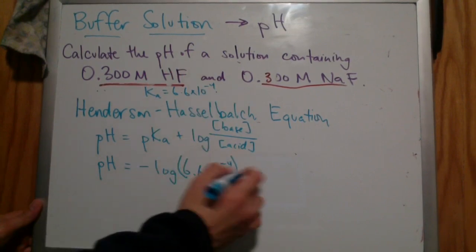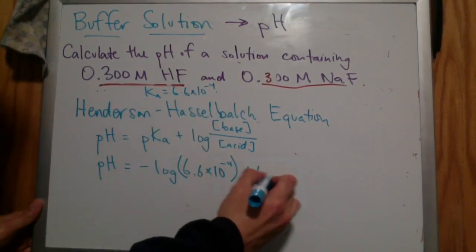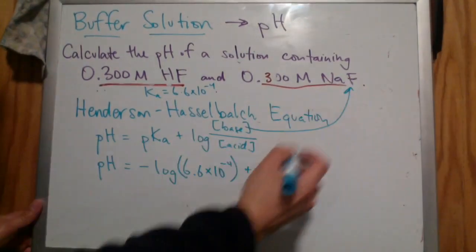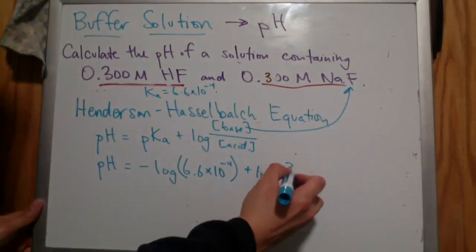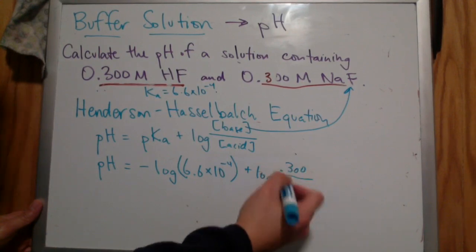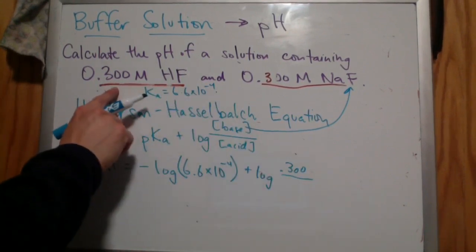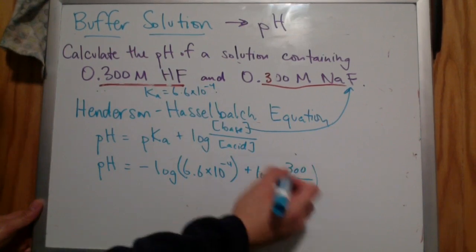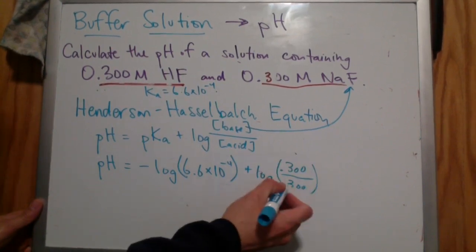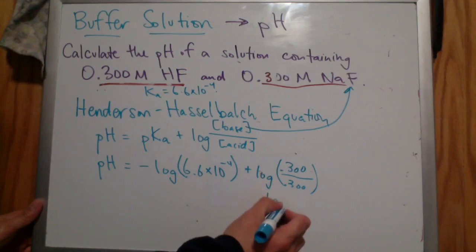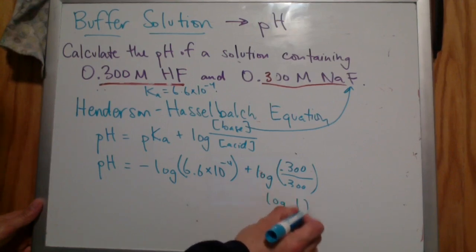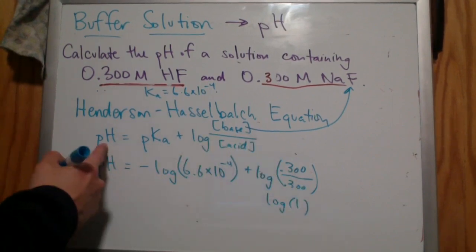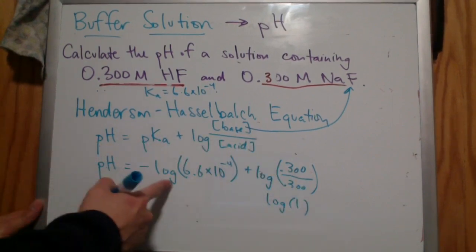So we'll put that in there, plus the log of the concentration of the base. So that's the F minus. So that's 0.300 divided by the concentration of the acid that we're given, which is 0.300. So if we take this, 0.300 divided by 0.300 is basically the log of the number 1. And remember, the log of 1 is equal to 0. So in this case, pH equals pKa.